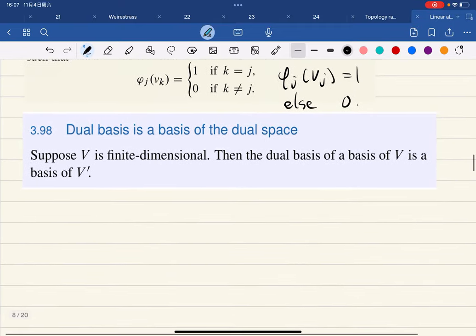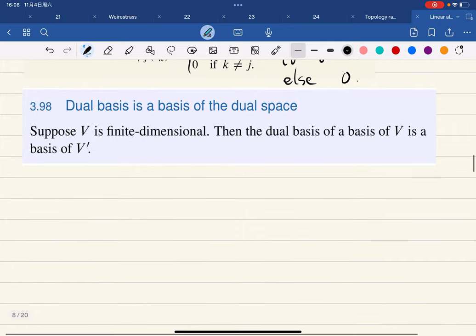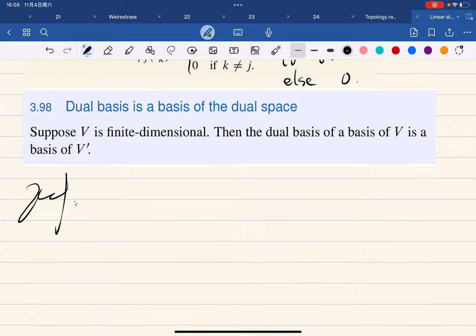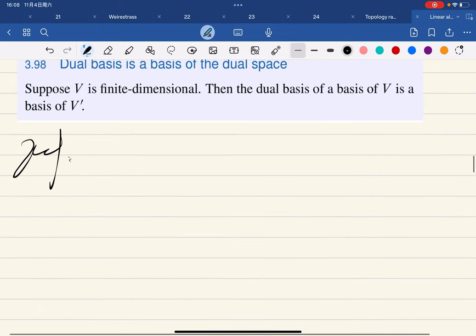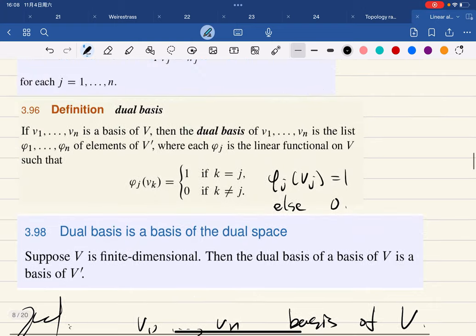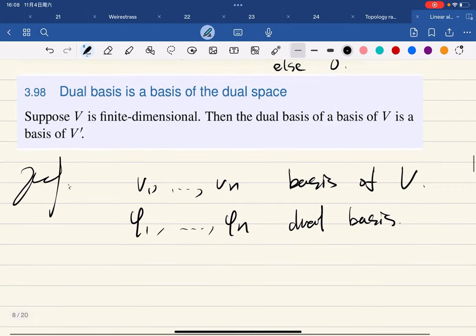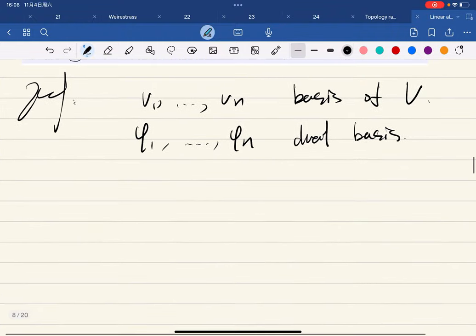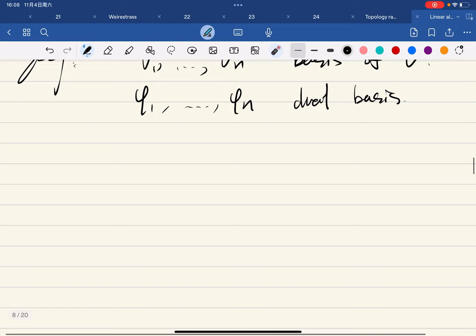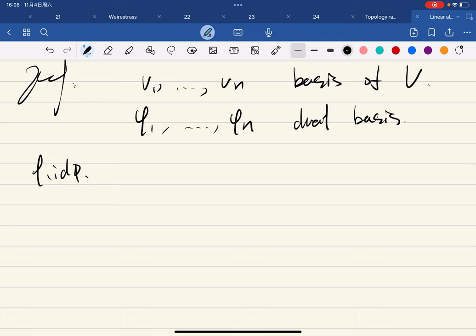We're gonna show that the dual basis is the basis of the dual space, which means that the terminology dual basis is justified. So we're gonna prove this. First, let V1 to Vn be a basis of V. And we let Φ1 to Φn be the dual basis. We have to show that it's a basis of the dual space. Alright, so first we're gonna show that it's linearly independent.